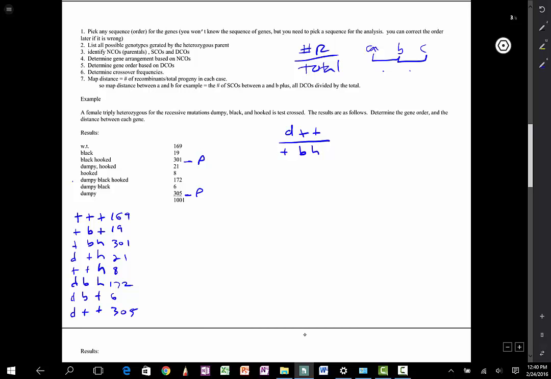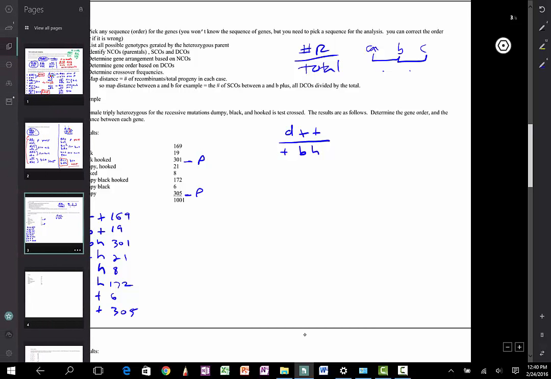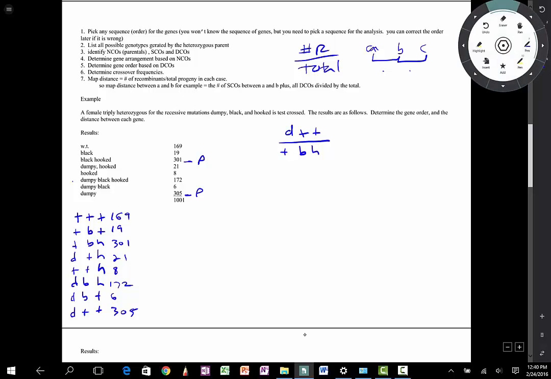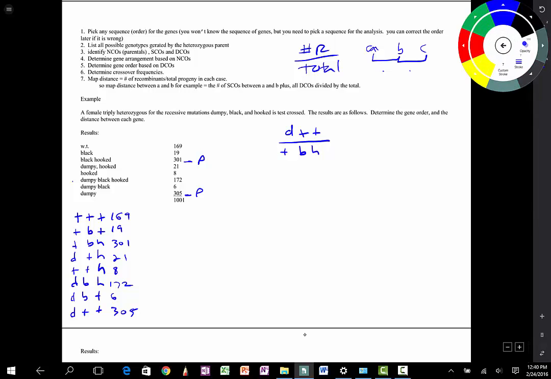Alright, so we already did the first part. We said that these are our parentals. And that tells us which guys are on which side of the line. But we don't know the order yet. We could have 3 possible orders. So this is an order with black in the middle. Let's put dumpy in the middle. And then we can put black over to the left.